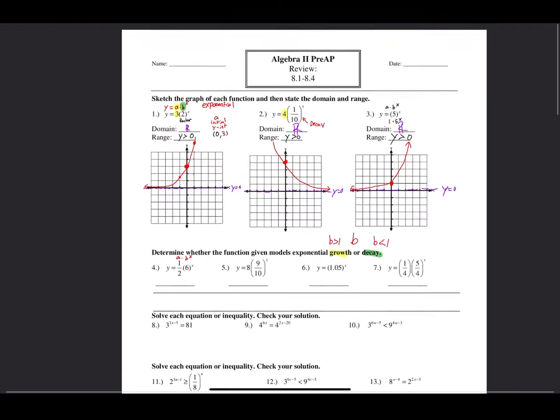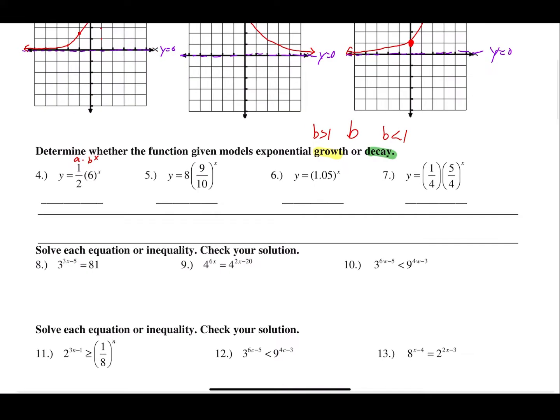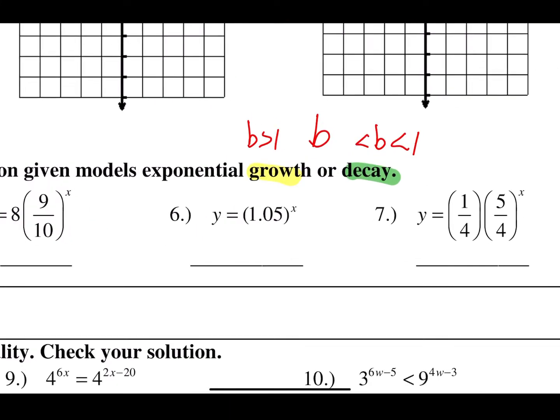So luckily you won't see anything like that on this test. For the most part, our b values will always be positive. So let's just go ahead and say greater than 0 while we're at it. B less than 1 and greater than 0, decay. B greater than 1, growth.